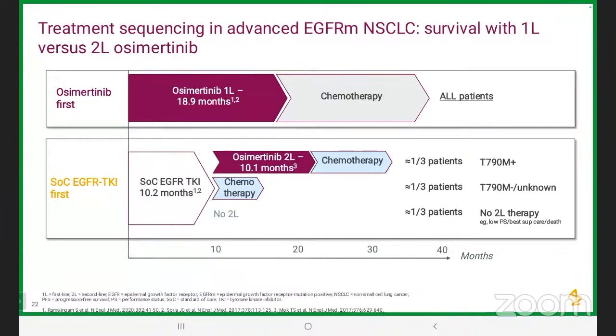The median time is 10.2 months. And then the patients would land on chemotherapy or second line osimertinib, which is only for 30% of the patients. And then that time would be 10 months.